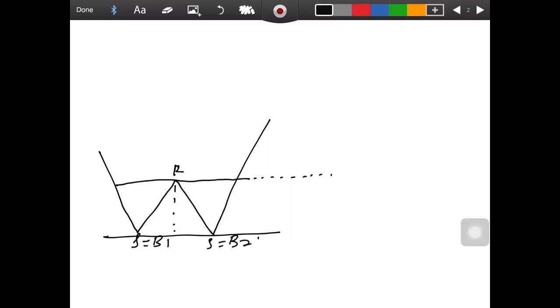Whenever price, so this price can come like this, it can come up like this, it can come up like this.